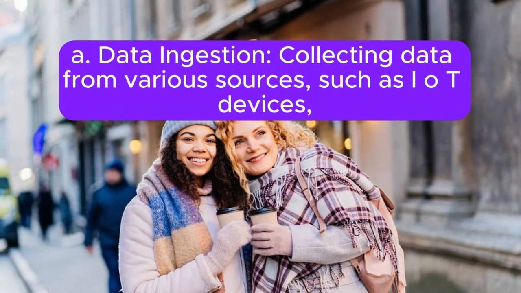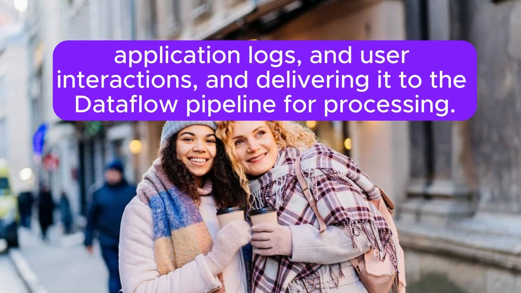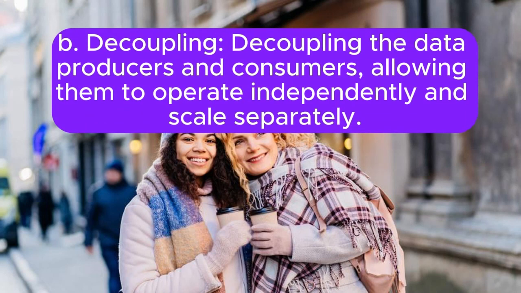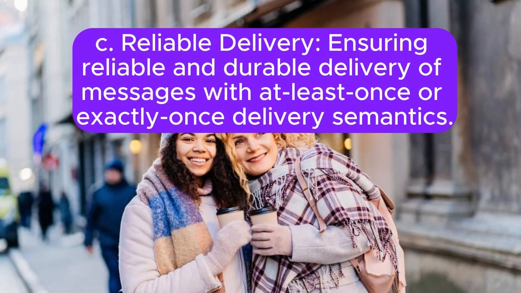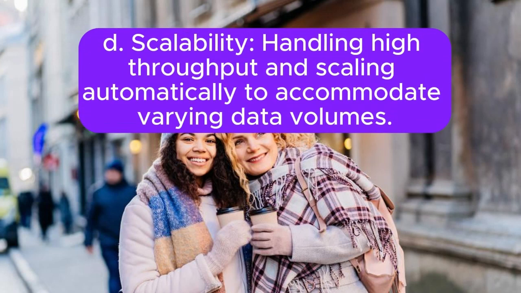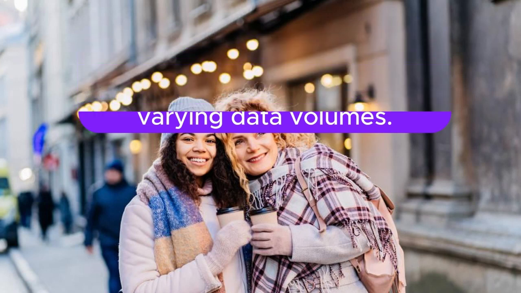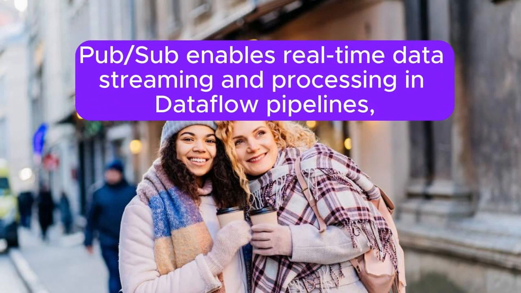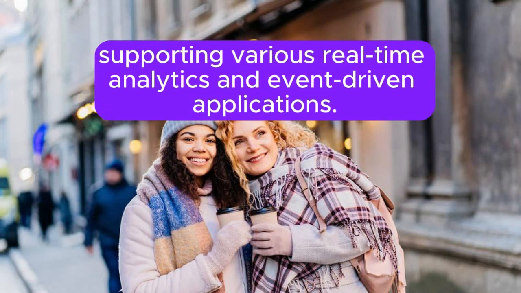Data ingestion, collecting data from various sources, such as IoT devices, application logs, and user interactions, and delivering it to the Dataflow pipeline for processing. B. Decoupling, decoupling the data producers and consumers, allowing them to operate independently and scale separately. C. Reliable delivery, ensuring reliable and durable delivery of messages with at-least-once or exactly-once delivery semantics. D. Scalability, handling high throughput and scaling automatically to accommodate varying data volumes. Pub/Sub enables real-time data streaming and processing in Dataflow pipelines, supporting various real-time analytics and event-driven applications.